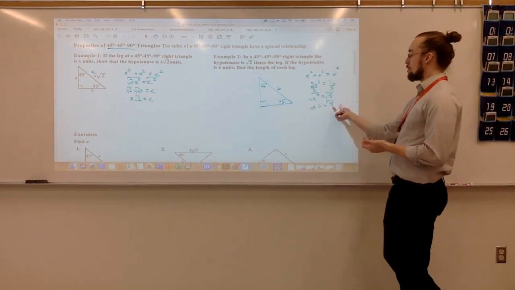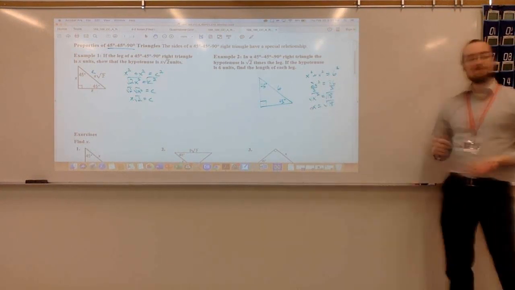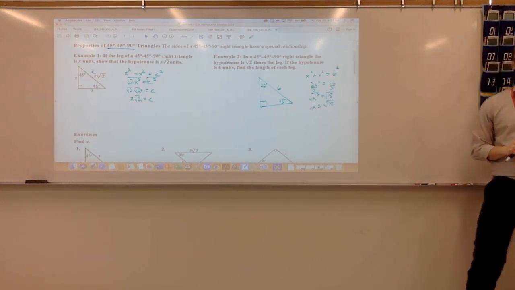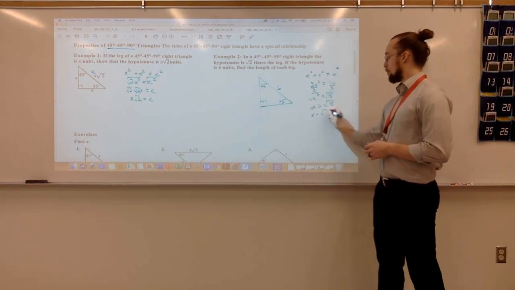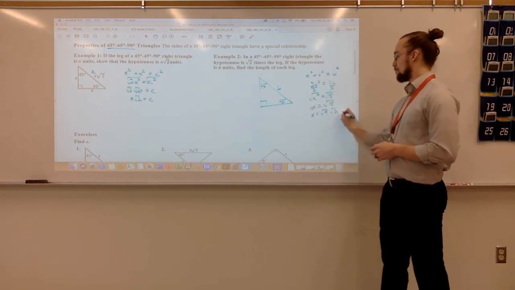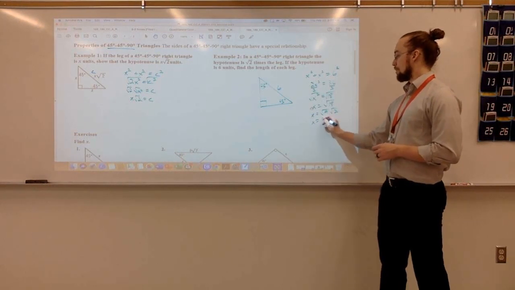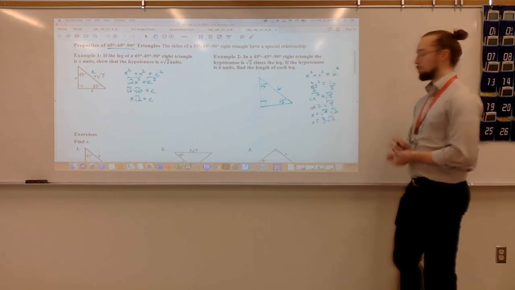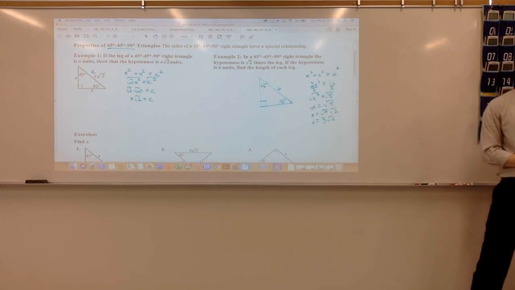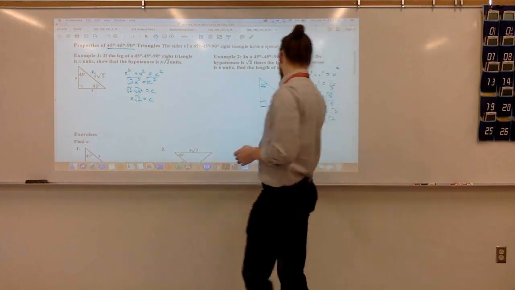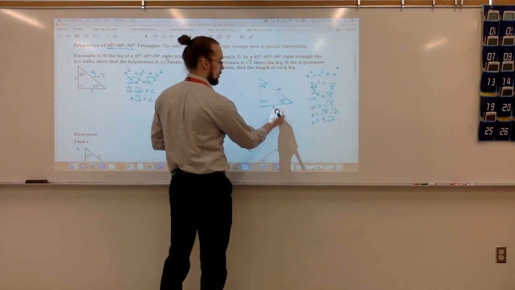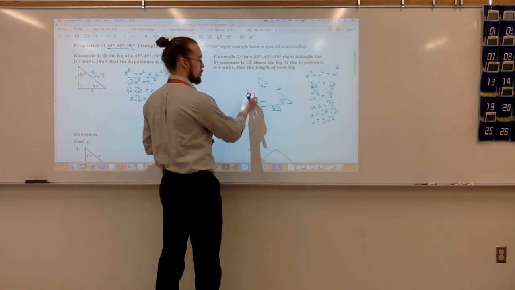So what's the largest perfect square that would divide evenly into 18? 9. So we could split this up into the square root of 9 times the square root of 2, which would be 3 times the square root of 2. So we end up getting that each side here is 3 times the square root of 2.